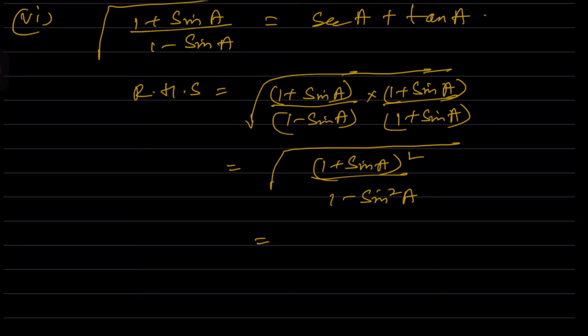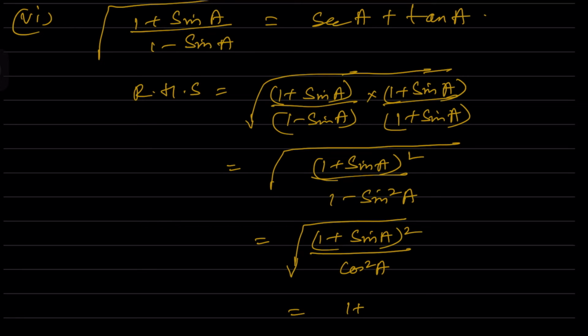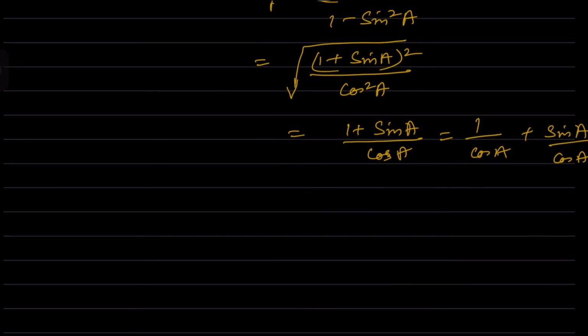which is equal to under root of (1 plus sin A) whole square divided by cos square A, or this can be written as, if you remove the root you will get 1 plus sin A divided by cos A, which can be written as 1 by cos A plus sin A by cos A, which is equal to secant A plus tan A, and this is nothing but equal to RHS. Therefore LHS is equal to RHS.